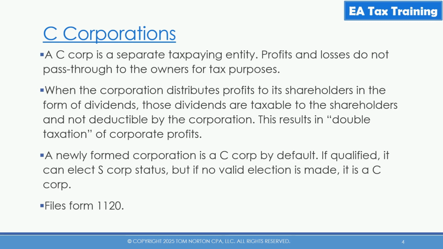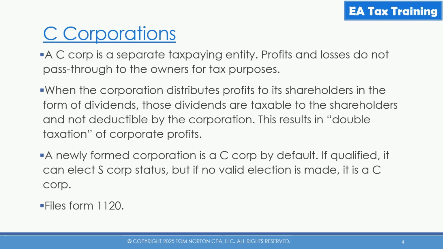As a recap, a C corp, as you'll recall, is a separate tax-paying entity. Profits and losses do not pass through to the owners for tax purposes. So unlike a partnership or an S corporation, for example, where those profits and losses do pass through to the owners, and even the sole proprietorship, those profits and losses are on the owner's tax return, the C corporation pays tax itself rather than passing on those profits or losses to the owners.